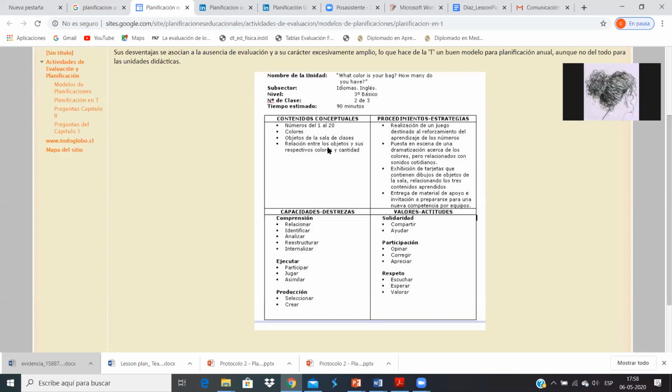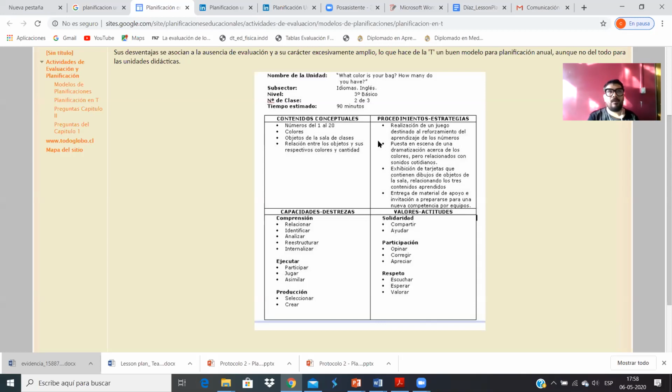My take on this is that the easiest one is this one. This one is the one that I like the most when planning a unit, because it's contenido, estrategia, habilidad, valor. And I can come up with a plan. This is very good for you to understand the whole unit. Yes?